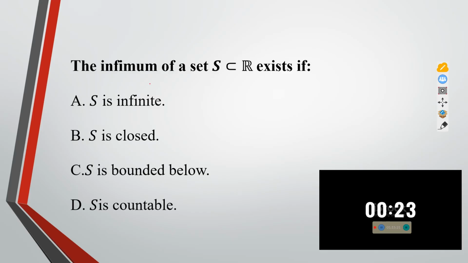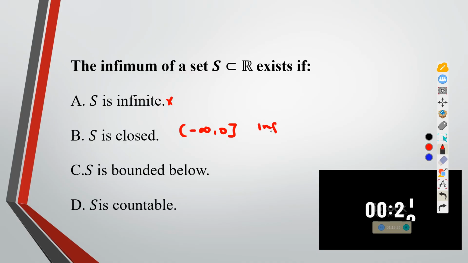Like the previous question, this should also be easier for you to notice. The infimum of a set S in R exists if S is infinite? Not necessarily. S is closed? Not necessarily. Closed sets can be unbounded below as well. When you look at a set like (negative infinity, 0], it is closed, with infimum negative infinity, and of course the supremum is 0.